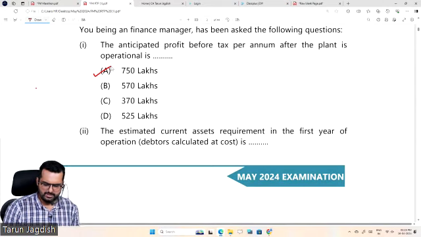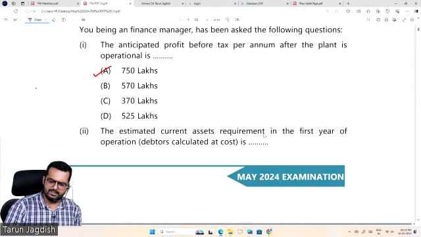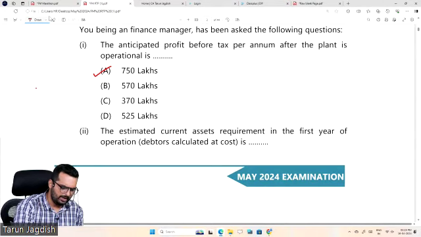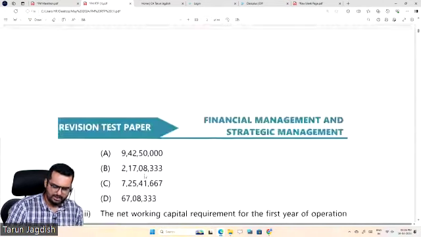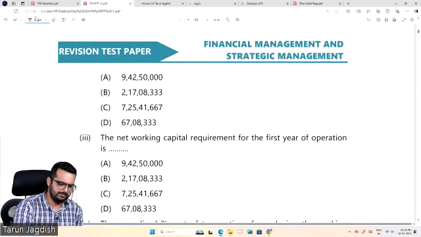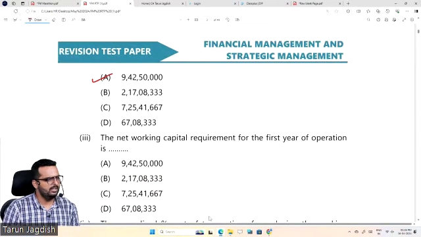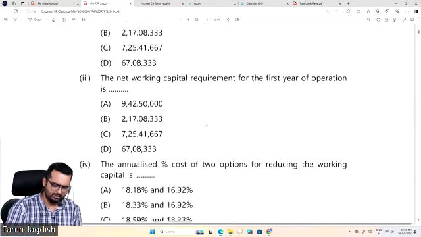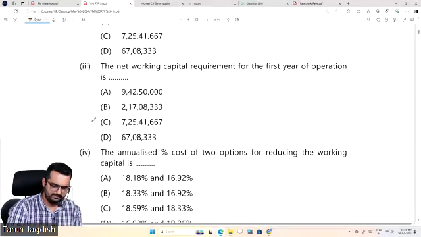750 lakhs. Estimated current asset requirement in the first year. Debtors calculated at cost. That is the reason we do it at cost. Otherwise, debtors is always supposed to be on what? Sale value only. Okay. So now tell me, what is the current asset that you got over there? 942 lakh 50,000. Net working capital. How much is the net working capital that you got over here, friends?